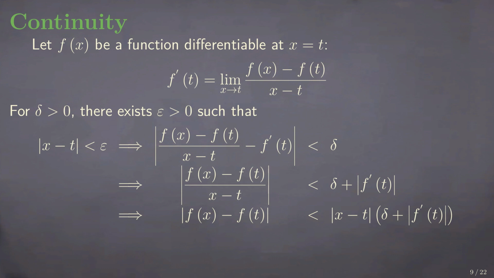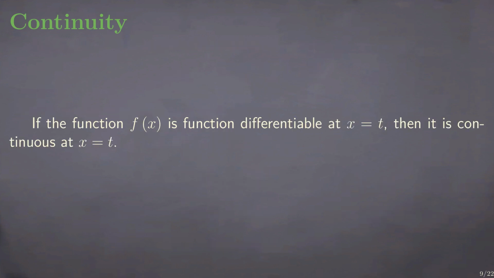So now as we see, if x tends to t, meaning that the absolute value of x minus t gets closer and closer to 0, then of course the absolute value of the difference f(x) minus f(t) also gets closer and closer to 0. It means that the limit of f(x) when x tends to t is actually f(t). So this is actually the definition of the continuity of f at x equal t, right? So from this, we know that differentiability implies continuity.